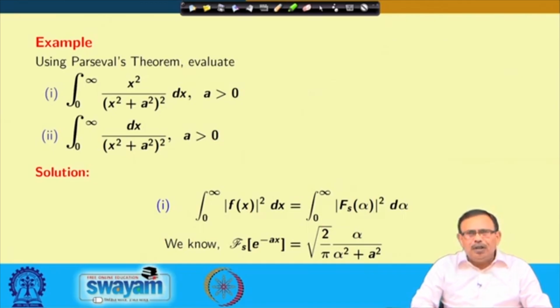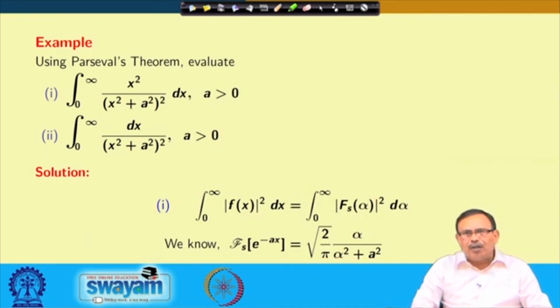The reason is that I know the Fourier sine transform of e power minus a x, which is of the form alpha by alpha square plus a square, and I have to evaluate the integral x square by x square plus a square whole square. That is, if I take the whole square of the right hand side, then I will obtain my required integral. So, basically by observation I find that this type of integral appears whenever I take the Fourier sine transform of e power minus a x.